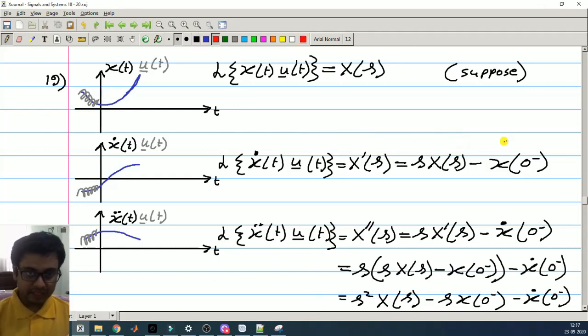In a special case, if this initial value x 0 minus is 0, then X prime s will become s X s. And also if this initial value x 0 minus is 0 and x dot 0 minus is also 0, in that case, X double prime s will be equal to s square X s. But in general, this is the formula.